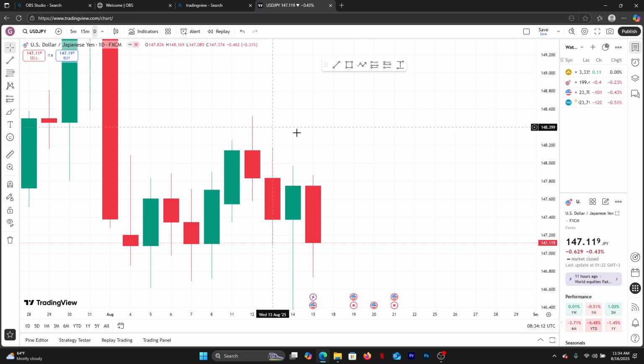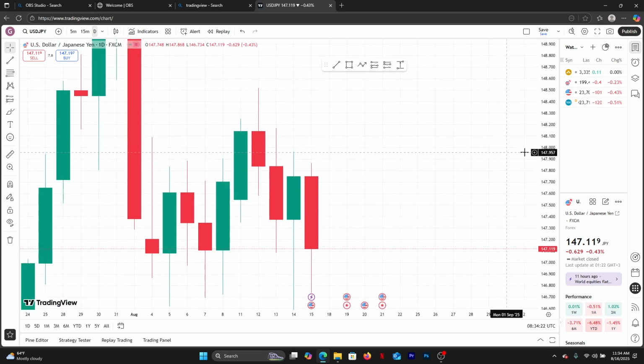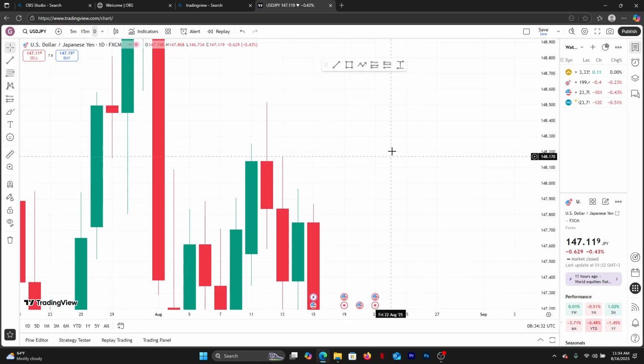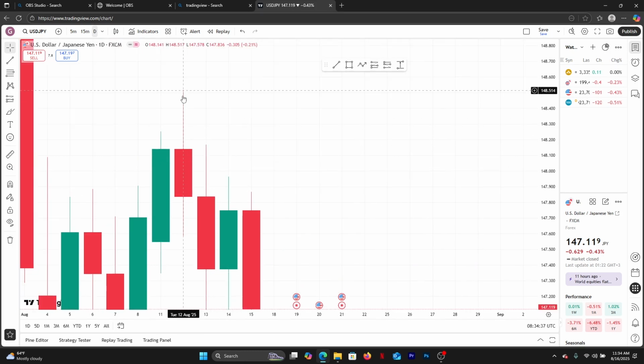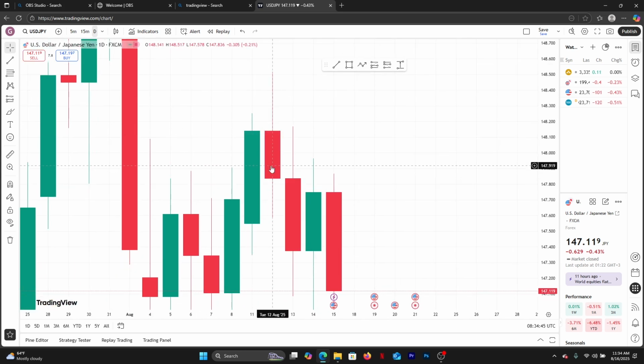So in the daily time frame, we want to look at this day, which is Tuesday 12th of August, and Wednesday 13th of August. So CRT, we're starting with Monday, which was 11th of August. You'll notice this bullish candle printed, and then the next bearish candle swept the high of this bullish candle and closed within the range of the first candle.